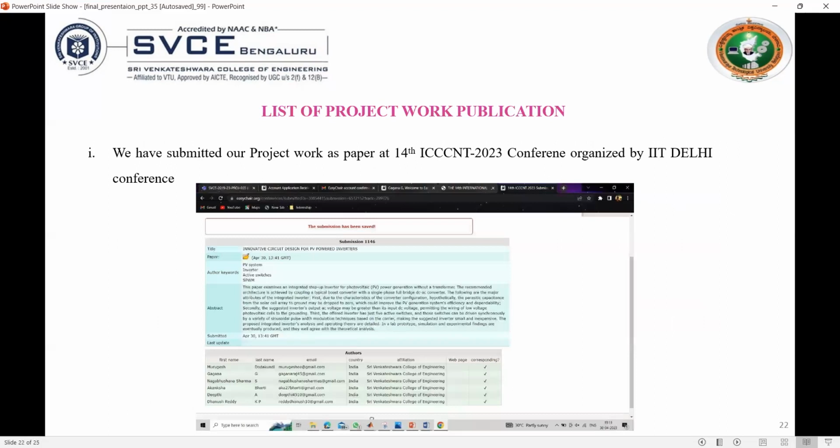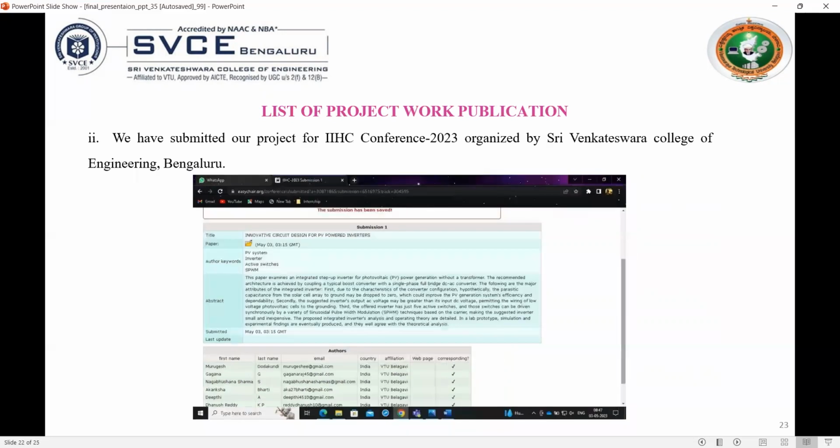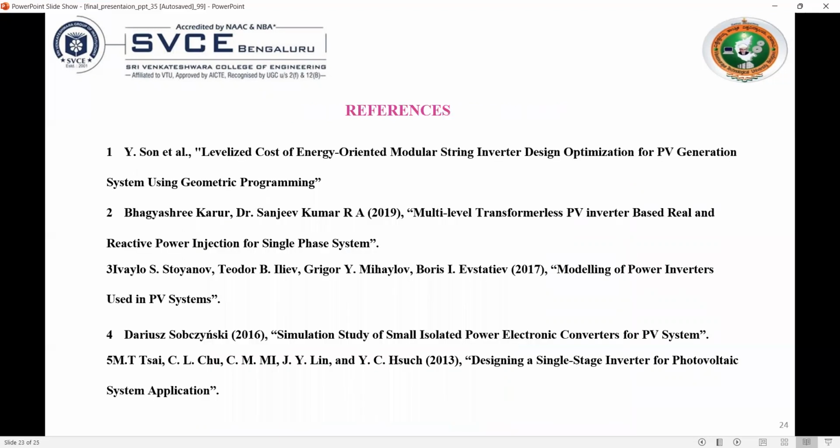So this is the list of project publications. We have submitted our project as a paper to the 14th ICCNT 2023 conference organized by IIT Delhi. And the second paper we have submitted to the IIHC conference 2023 organized by Sri Venkateswara College of Engineering, Bangalore.